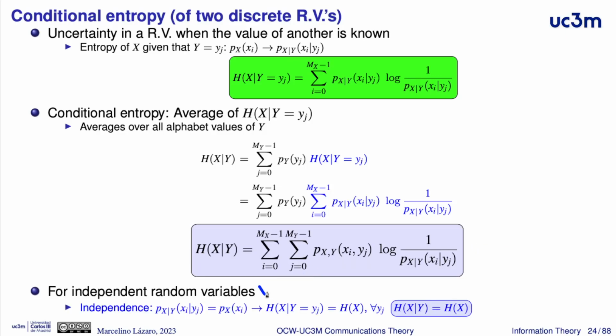If the random variables are independent, then the conditional probabilities are equal to the a priori probability, to the marginal probability of x in this case, and it is straightforward to see that in this case, if the random variables are independent, the conditional entropy of x given y is equal to the entropy of x. This is straightforward.